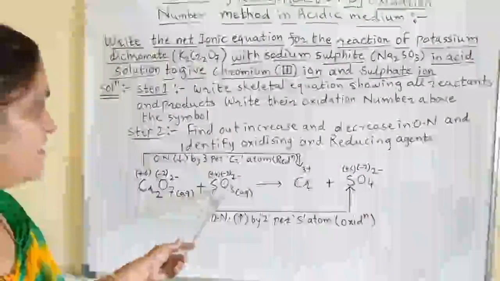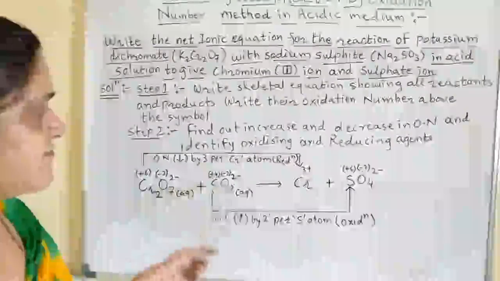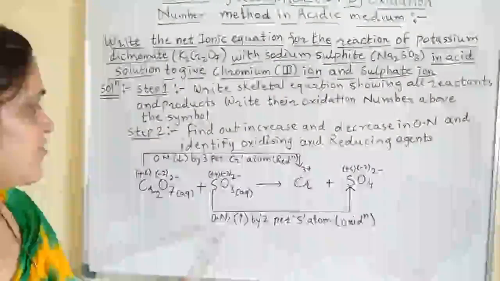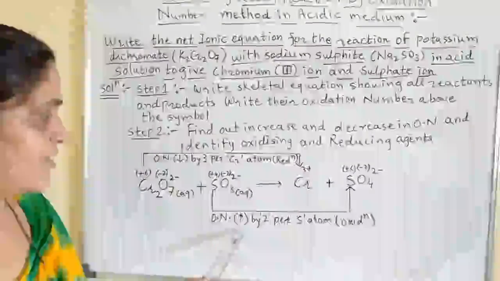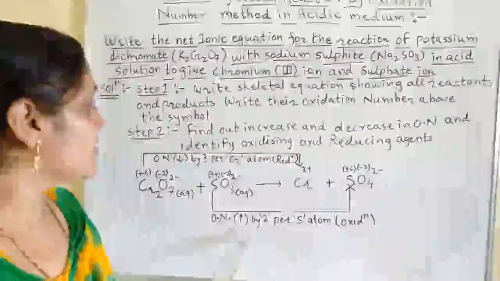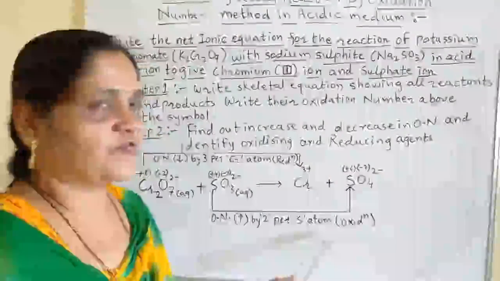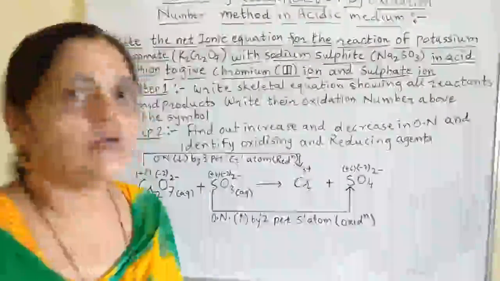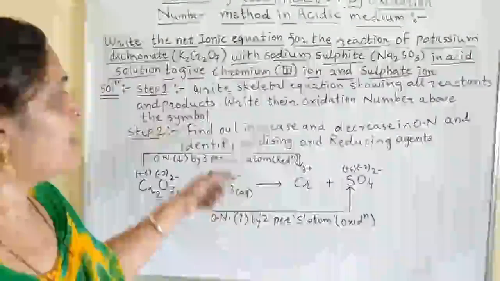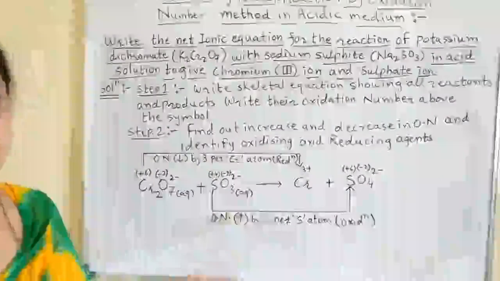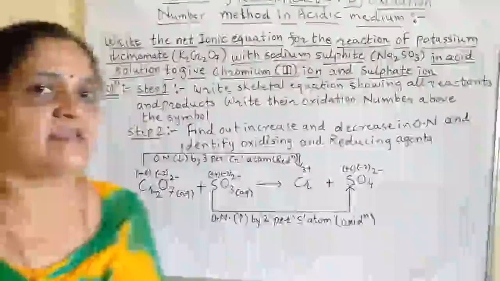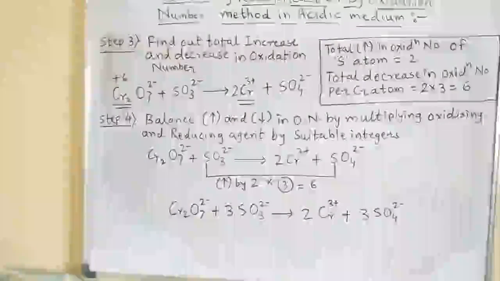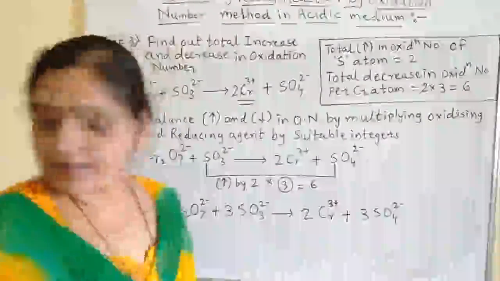And sulfur shows an increase in the oxidation number from plus 4 to plus 6, so an increase by 2. The increase is shown by an upward arrow, by 2 per sulfur atom. So the oxidation process takes place when sulfite ion gets converted to sulfate anion. This way I have shown both the steps in this equation. Now we will see the next step.